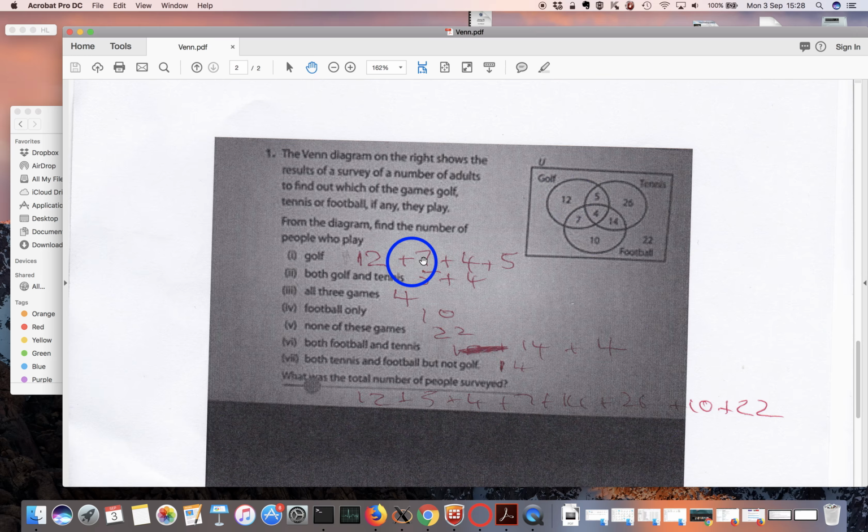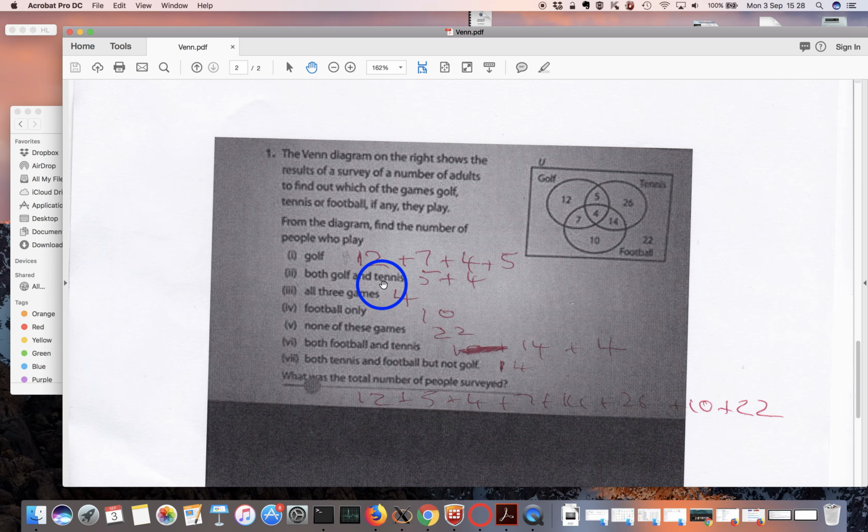So you just add in those numbers to tell you all the people who just play golf. If you want to know the number of people who play golf and tennis, so that's here. So you want the intersection of golf and tennis, and here you have 5 people who play 2 sports, golf and tennis, and then you have 4 people who play 3 sports, including golf and tennis, and then you have to add those together to give you 9.